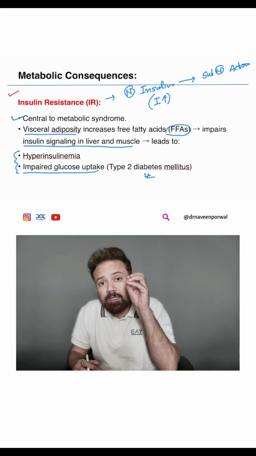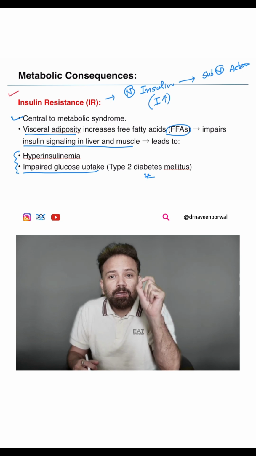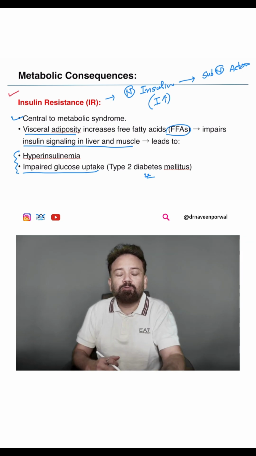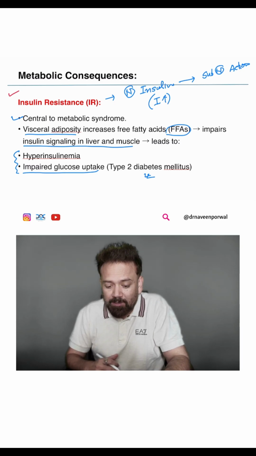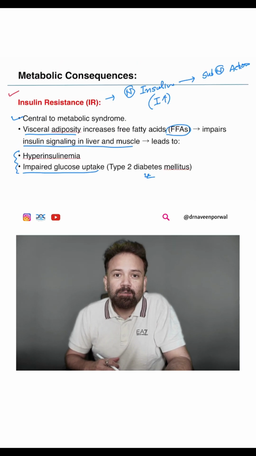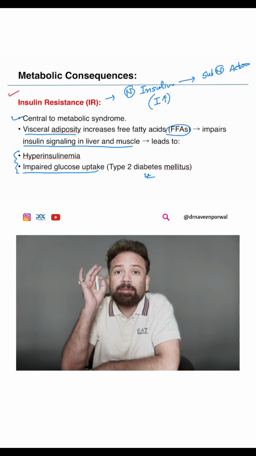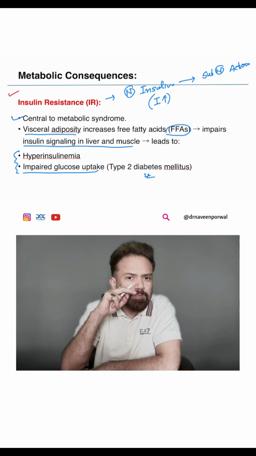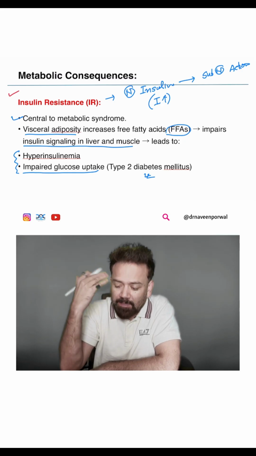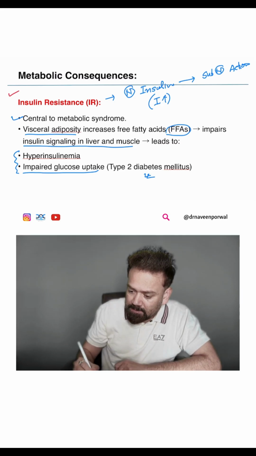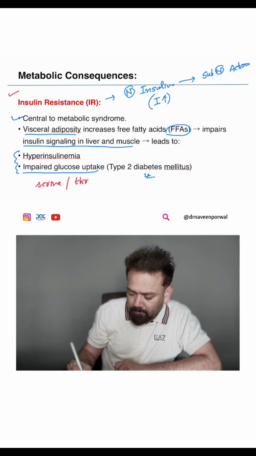But even if you are 50 kg of body weight and your belly is 44 inches or 42 inches or more than 102 centimeters, this is not good, because this is increasing free fatty acids and damaging the receptor. In biochemistry, you must have read how they damage it. I'm telling you just for your revision purpose. It causes serine or threonine phosphorylation of the receptor.